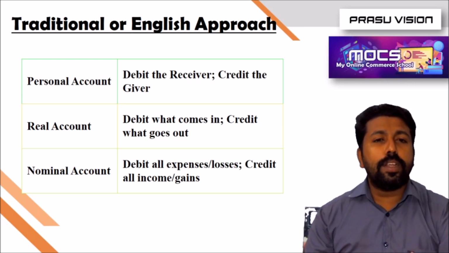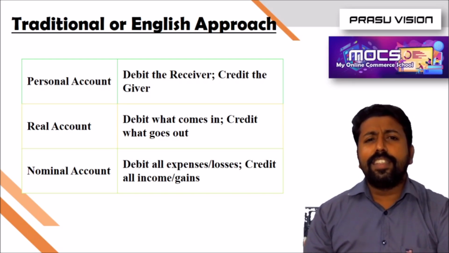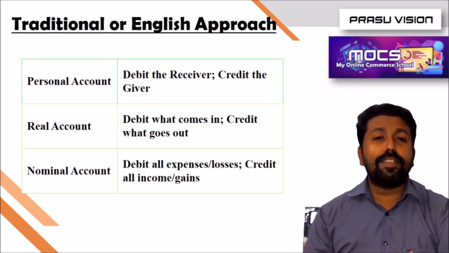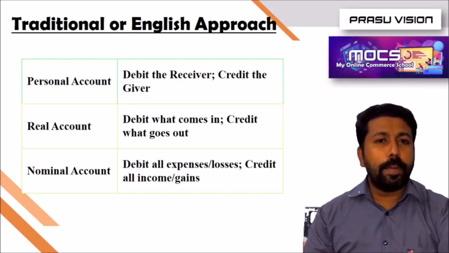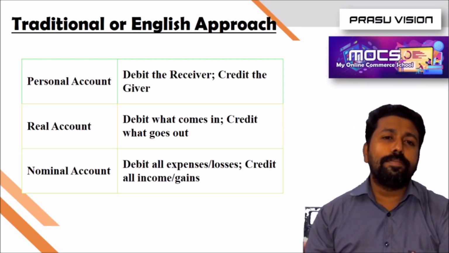So we are going to wind up this section. Before that, we have to solve one problem for learning how these rules are used to analyze the transactions, to find out the different two aspects, and how we are giving the debit and credit for the aspects. So please join with me. We are solving one problem to learn it very thoroughly.